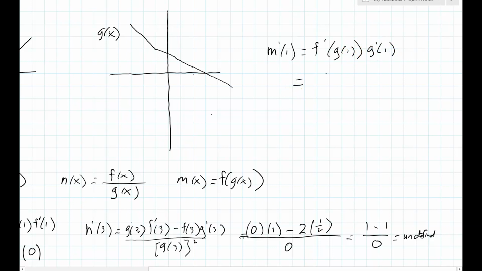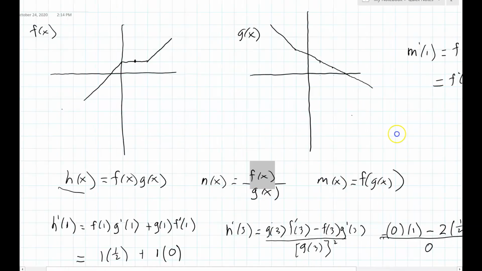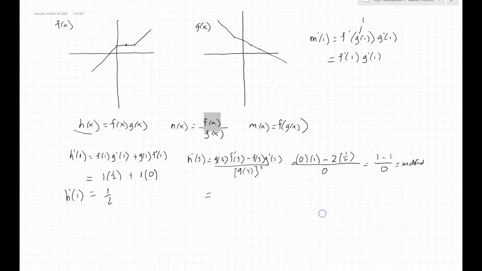Okay, so first thing I'm going to do is find out what g of 1 is. Well, g of 1 is 1, so that means we're finding f prime of 1 times g prime of 1, because this was just replaced with 1, because that's what g of 1 is. Okay, so then I go to f prime of 1. Of course, that's over here, f prime of 1. The derivative there is 0, right?